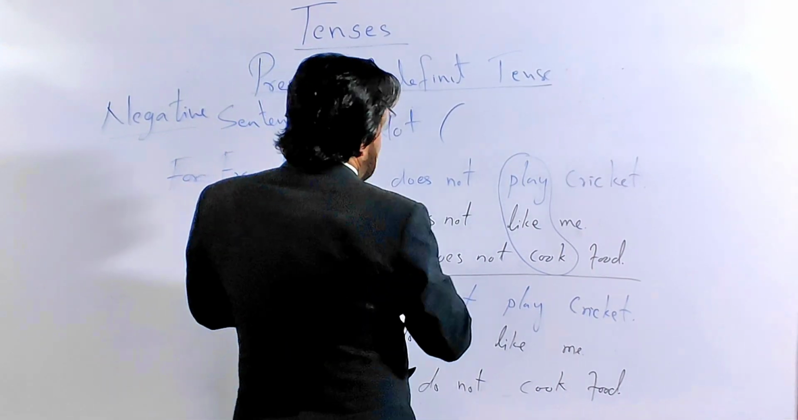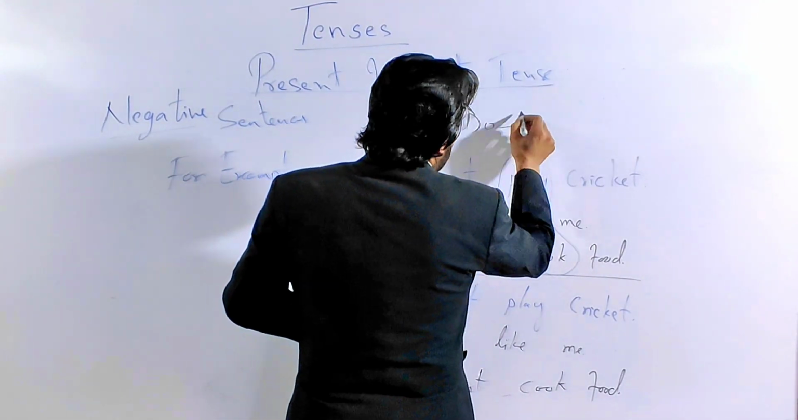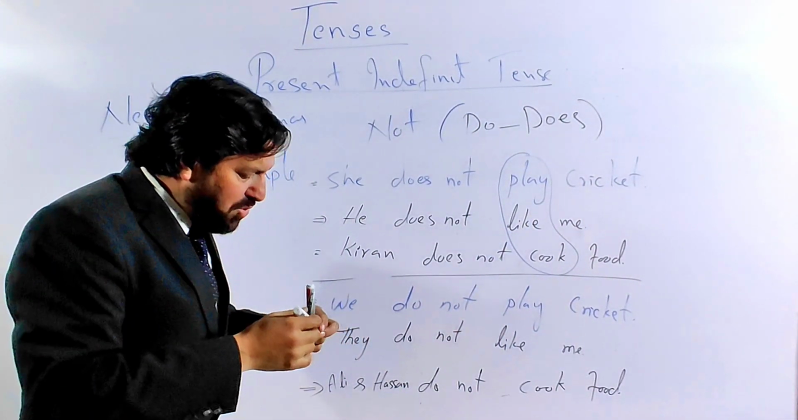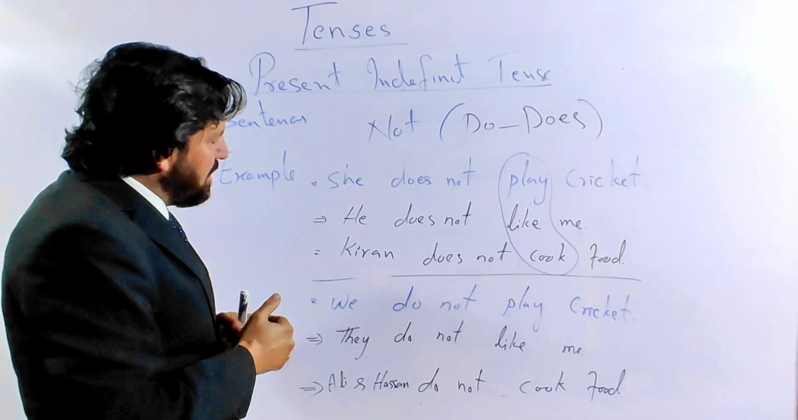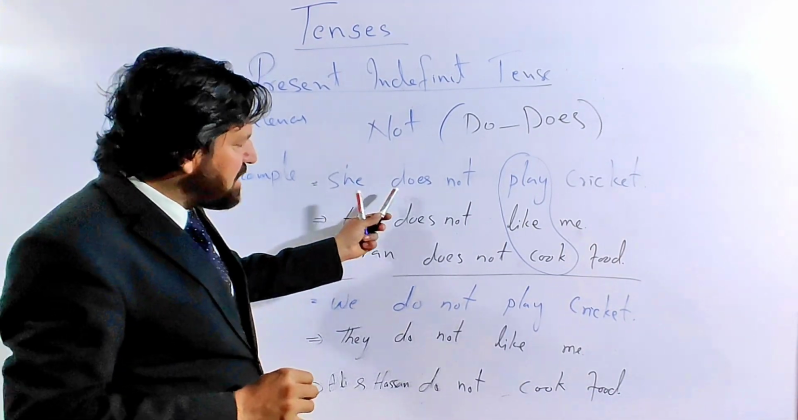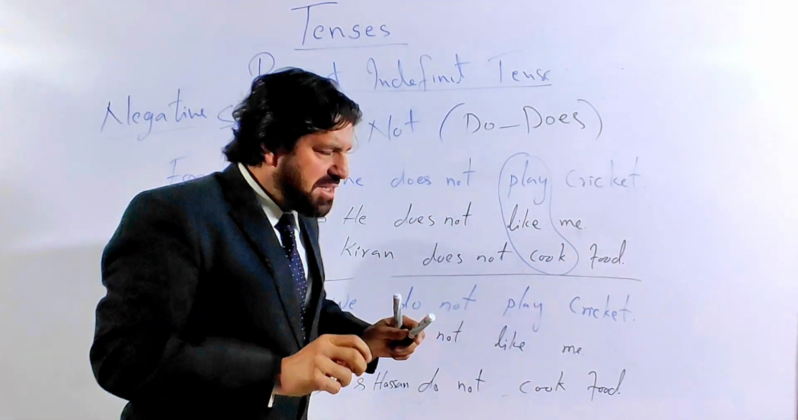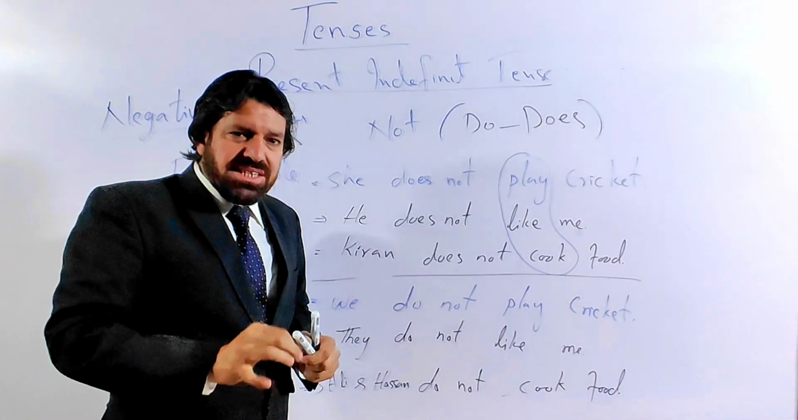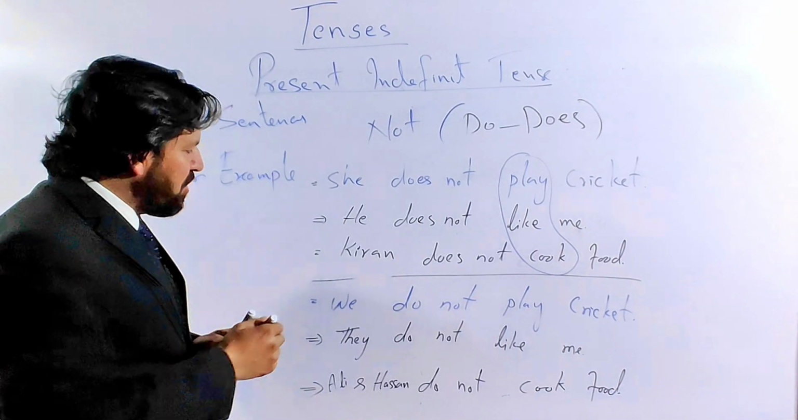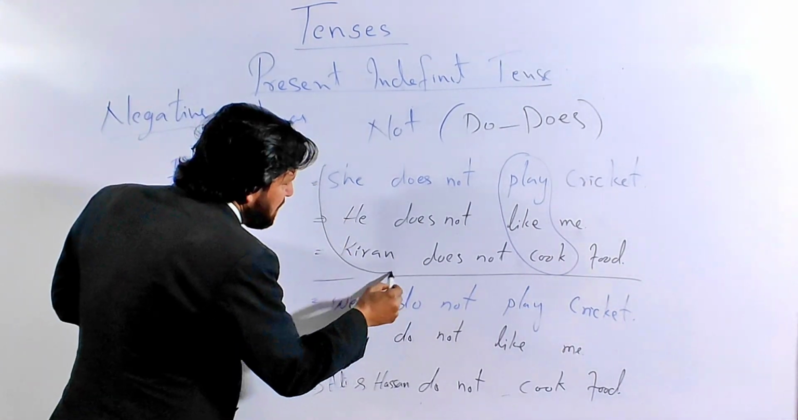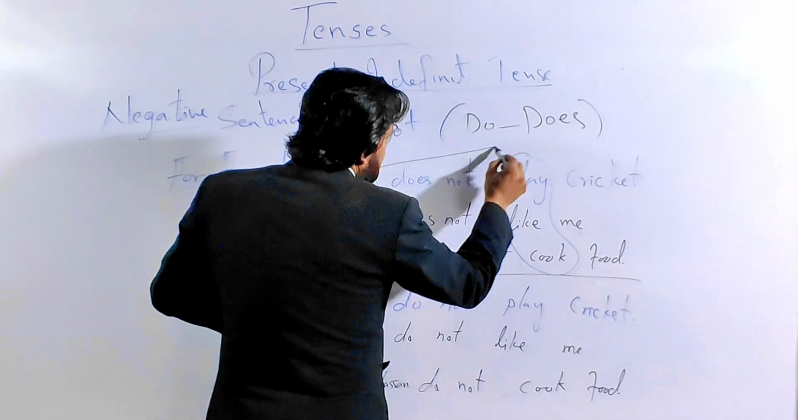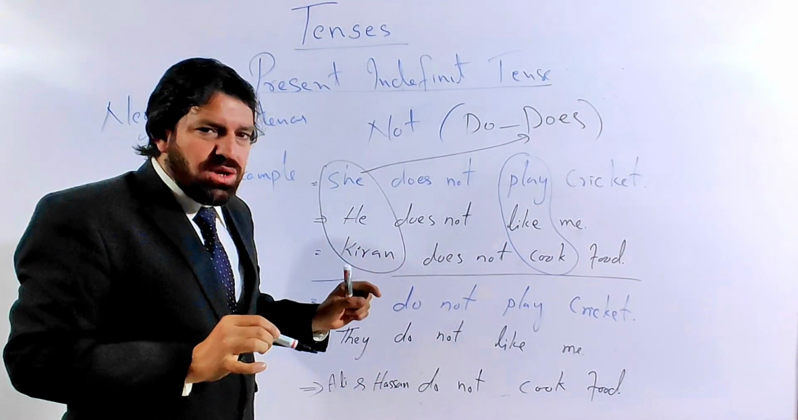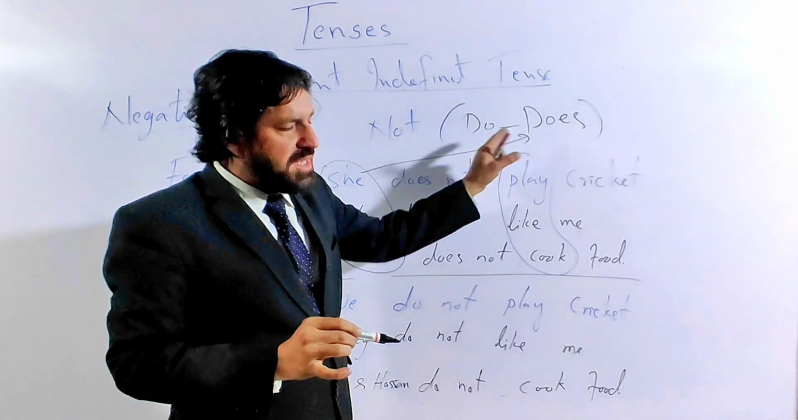Do and does, right? We have to use do and does in present indefinite tense negative sentences. But how? Here I add: she does not play cricket, right? She does not play cricket. In present indefinite tense, with he, she, it plus a singular noun and pronoun, we have to use does, right?